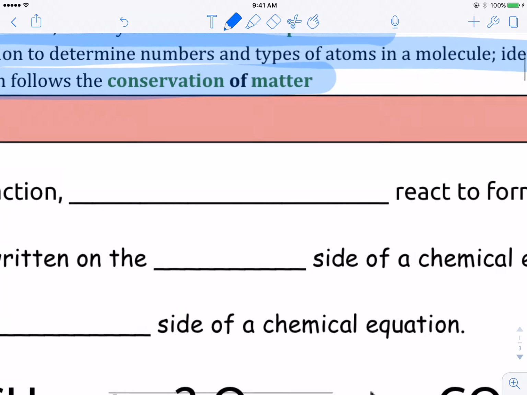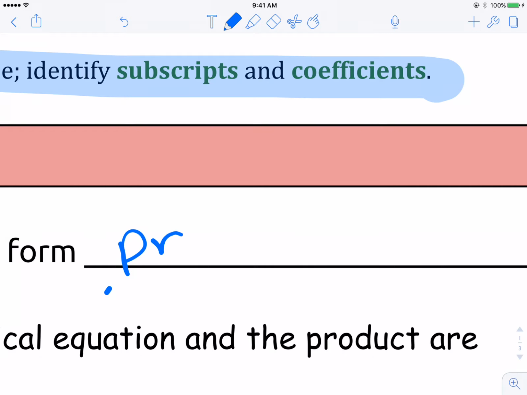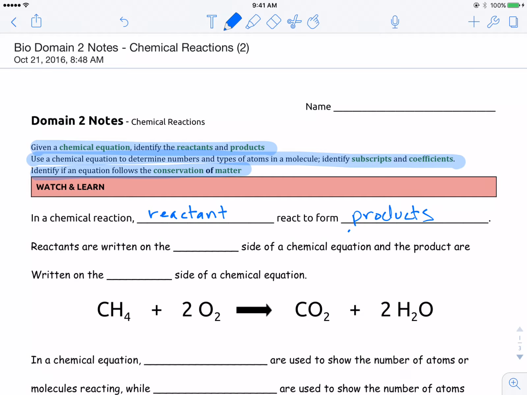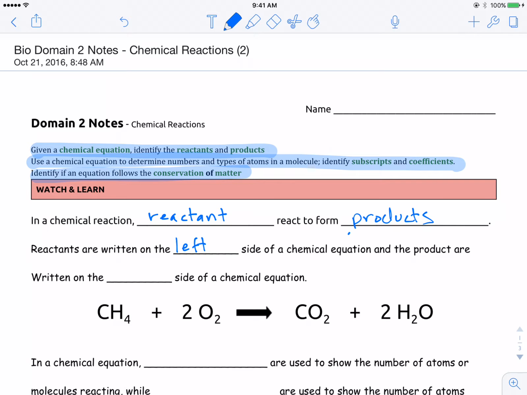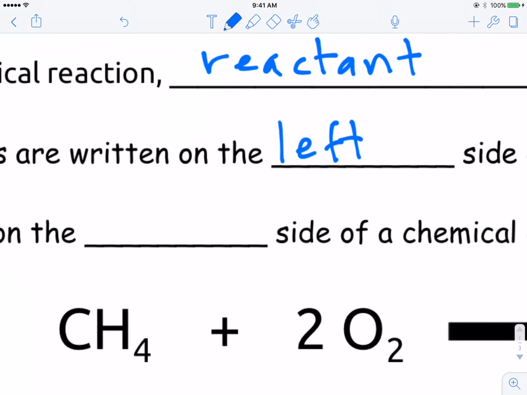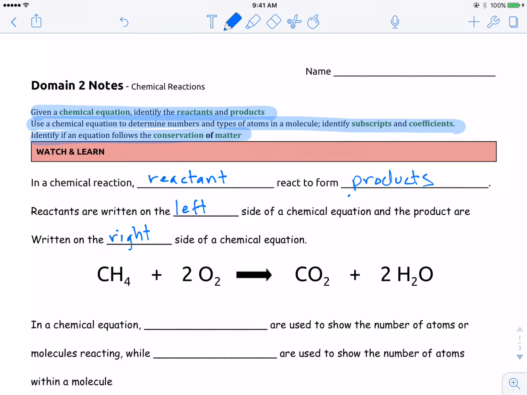So in a chemical reaction, reactants react to form products. Reactants are written on the left side of a chemical equation, and products are written on the right side of a chemical equation.